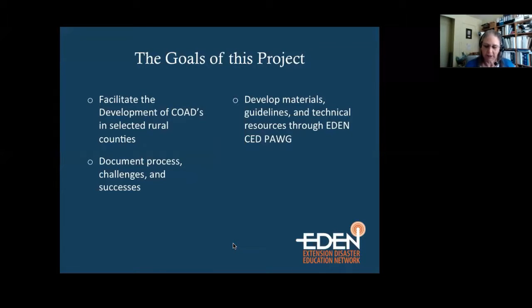Extension's one of the few agencies that, as Carrie said, has that presence. So we have some trust, we have some ownership, we have belief in our communities. It's not someone else coming in.